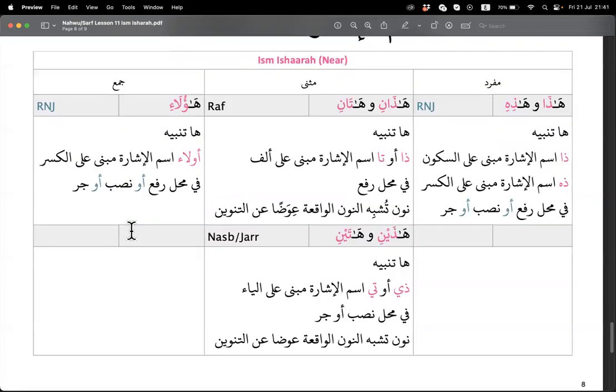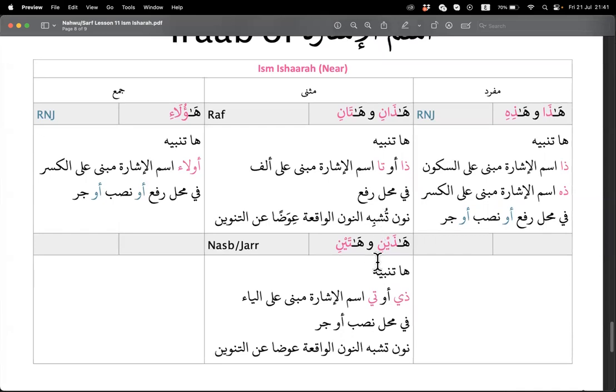For the duals, ha again is our tanbih. The dha part is our ism isyarah, and the ta part is our ism isyarah. The dhan or tan is our ism isyarah, and it's mabni alal alif. Even though we have a raf' version and a nasb version, we don't say it's marfu' bil alif.